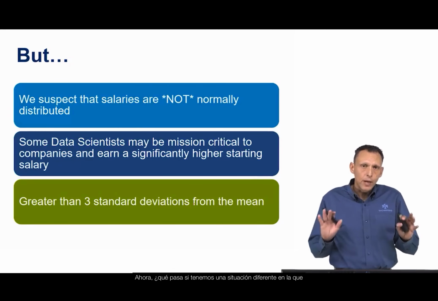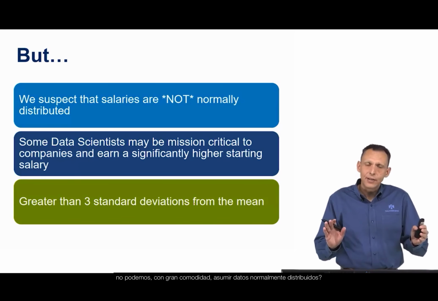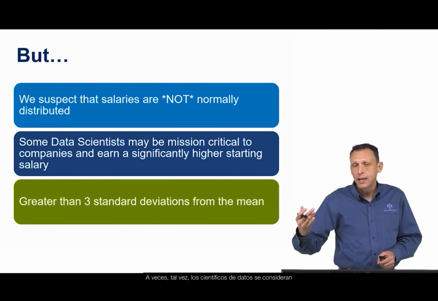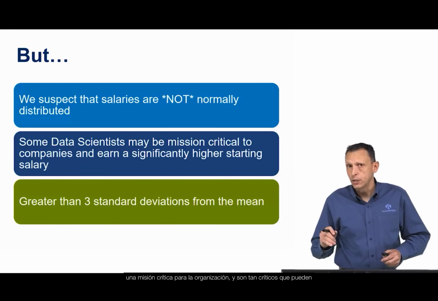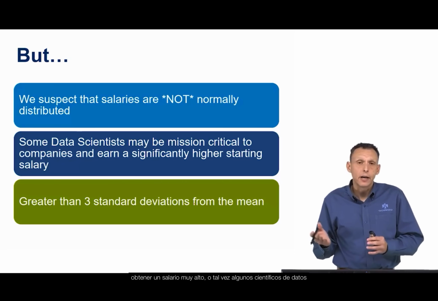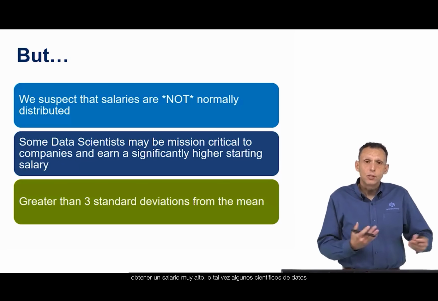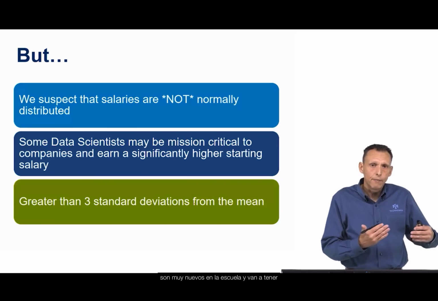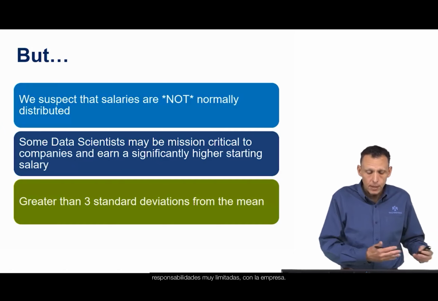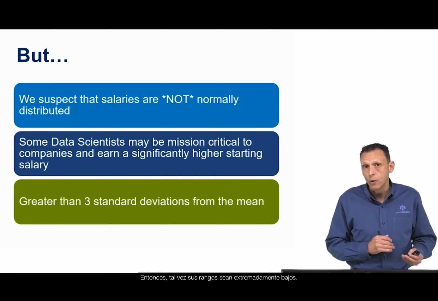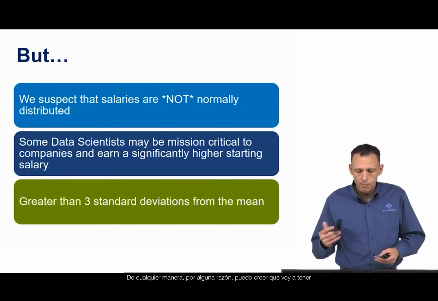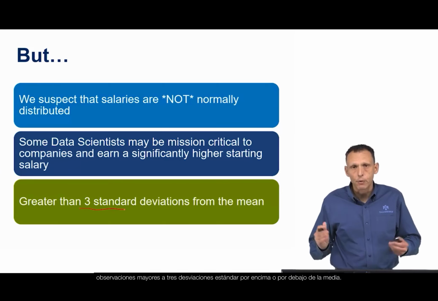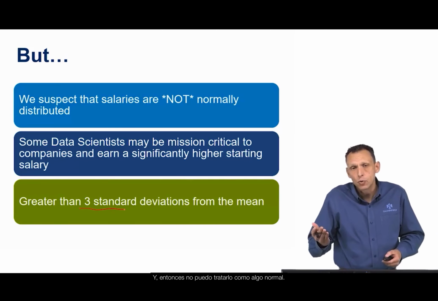Now, what if we have a different situation where we cannot, with great comfort, assume normally distributed data? Sometimes data scientists are considered mission critical to the organization, and they're so critical that they might garner a very high wage. Or maybe some data scientists are very new out of school, and they're going to have very limited responsibilities to the company, so their ranges are going to be exceedingly low. Either way, I may believe that I'm going to have observations that are greater than 3 standard deviations above or below the mean, and so I can't treat it as normal.